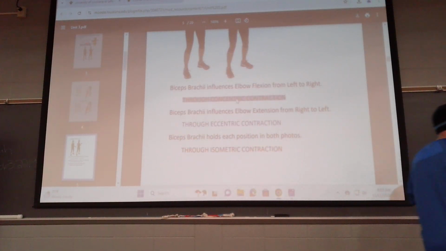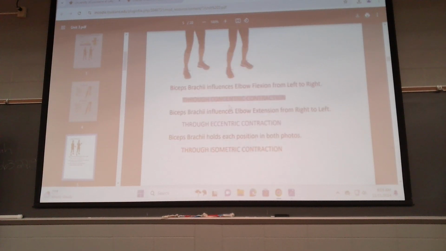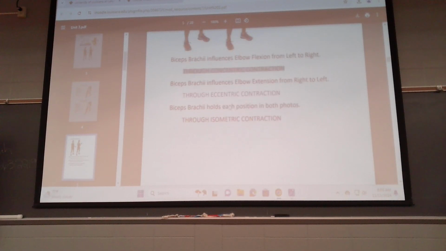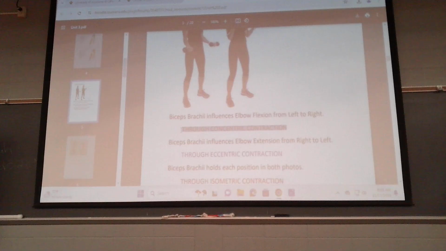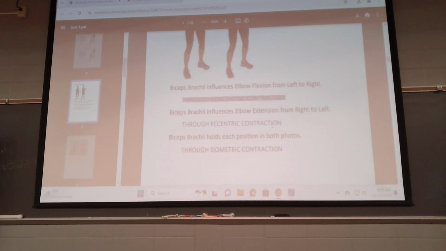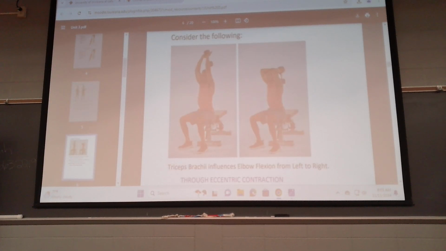So the way we have to look at this is, how does it pull? It's an elbow flexor, the biceps, because it pulls in the direction of elbow flexion. And when that muscle's doing that job, when I see flexion, it's going to be concentric. When I see extension, it's going to be eccentric. And when I see it preventing extension, it's going to be isometric. All right? Well, you may say, that's just for the bicep. It's just an exception to the rule.